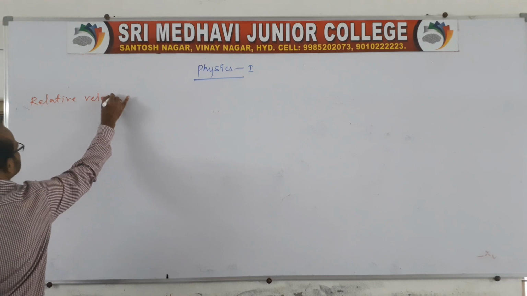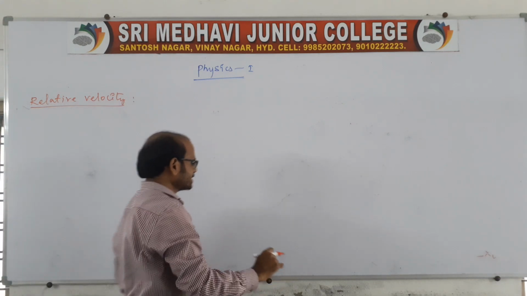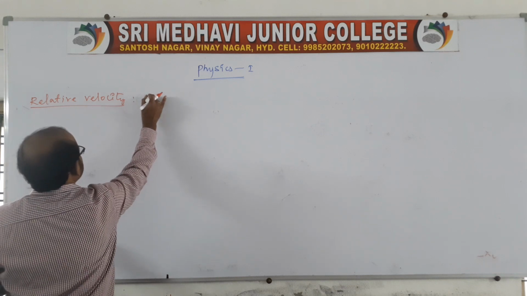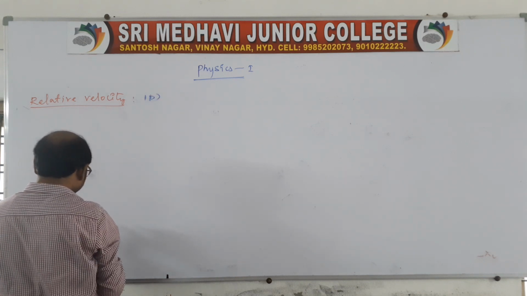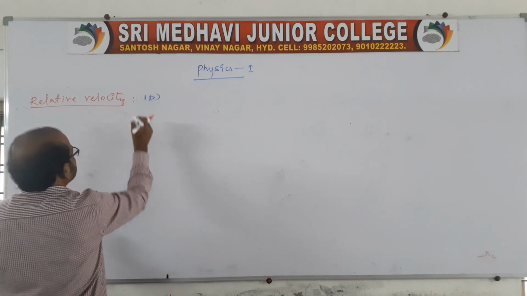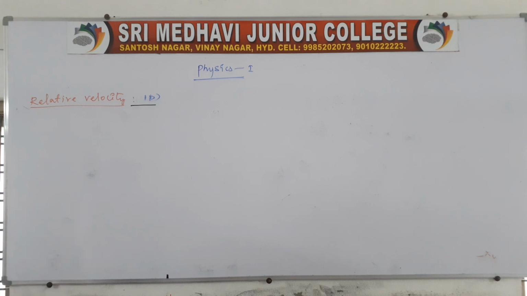Now coming to the next point, let us talk about relative velocity. Sir, what is this? Relative velocity, in case of one dimension, you remember 1D, it is one dimension, because we are discussing only straight line motion. Straight line is nothing but 1D. Two dimensions we can call a plane, but here it is only one dimension.